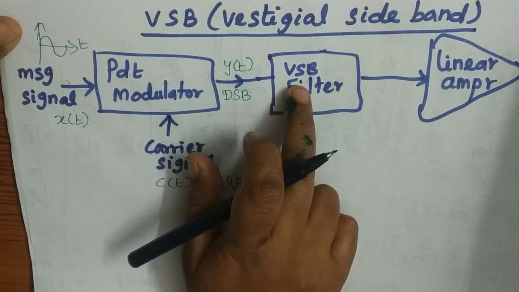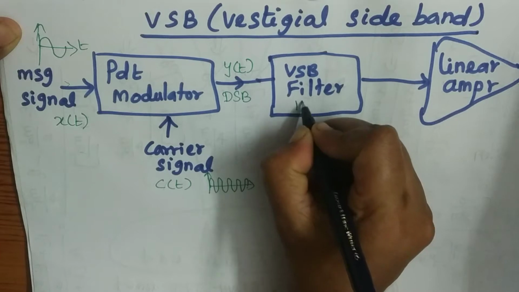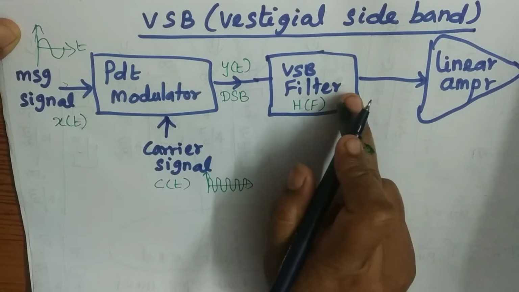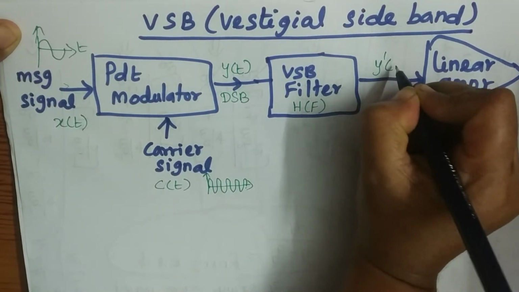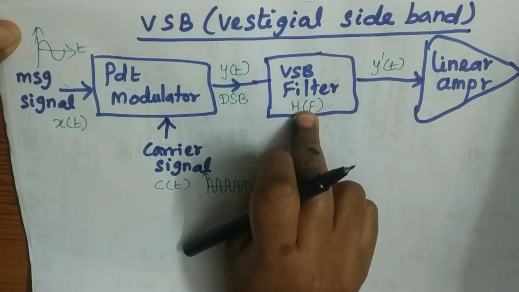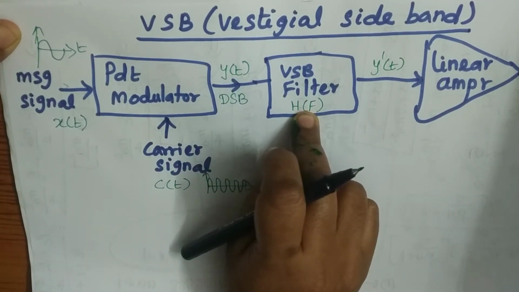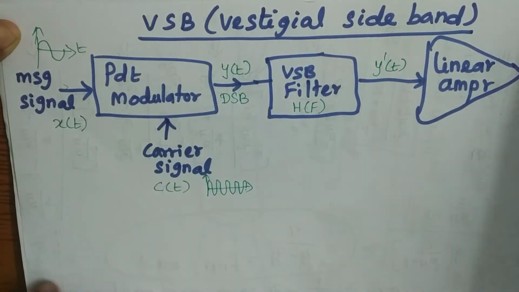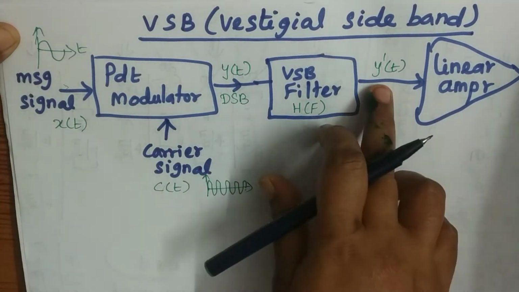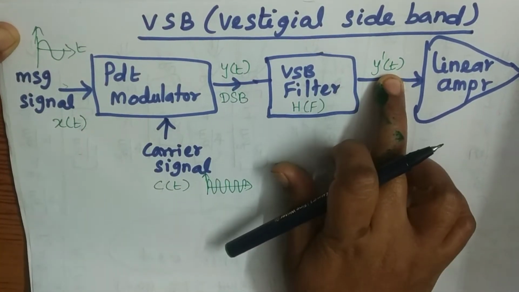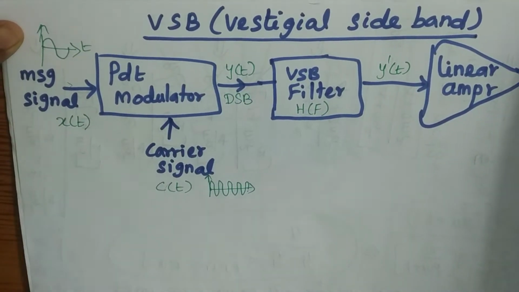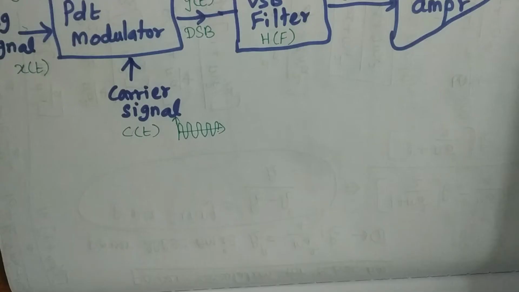Then it is passed to the VSB filter. The frequency response of the VSB filter is represented by H of f. The output of the VSB filter is Y dash of t, which consists of the frequency response of the VSB filter H of f into Y of t, the double sideband signal. Let us see the simple derivation.